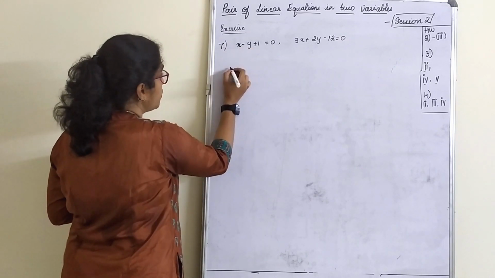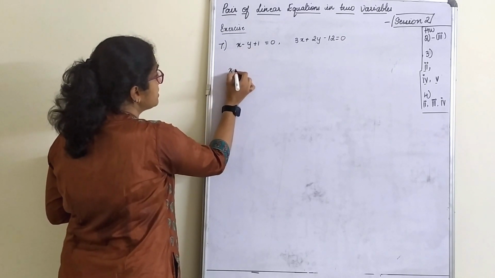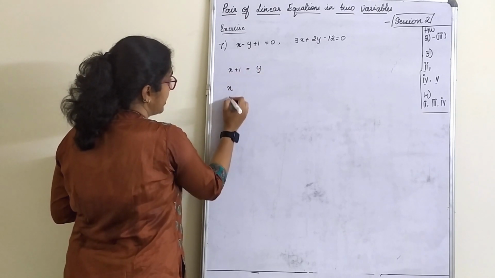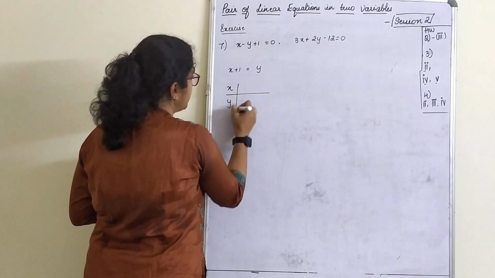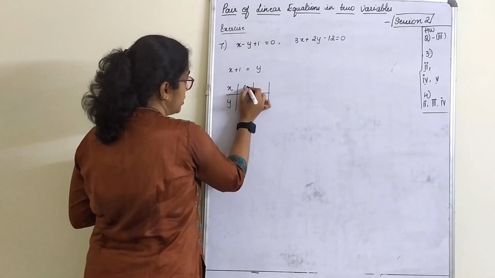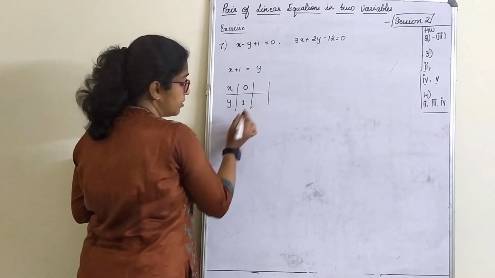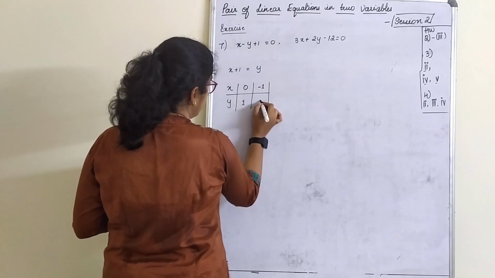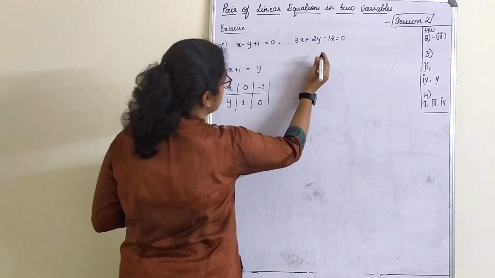First, with respect to this, x plus 1 is equal to y. So if I have to tabulate the x and y values, what values will you give here? x is equal to 0, so y is equal to 1 can be the first value. x is equal to minus 1, y is equal to 0. That's enough.